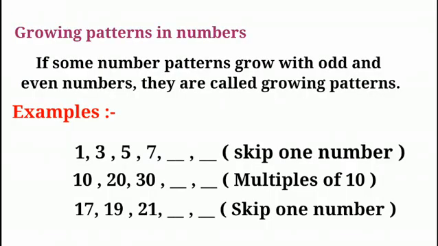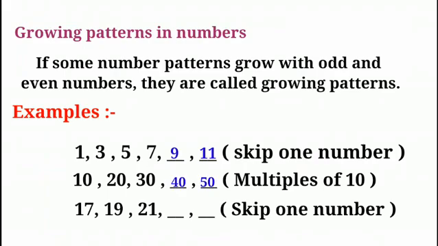Growing patterns in numbers. If some number patterns grow with odd and even numbers, they are called growing patterns. Let's see the example. First question. 1, 3, 5, 7. Find the next two numbers. Skip one number. Answer: 9, 11. Next question: 10, 20, 30. Find the next two numbers. Multiples of 10. The answer is 40 and 50.